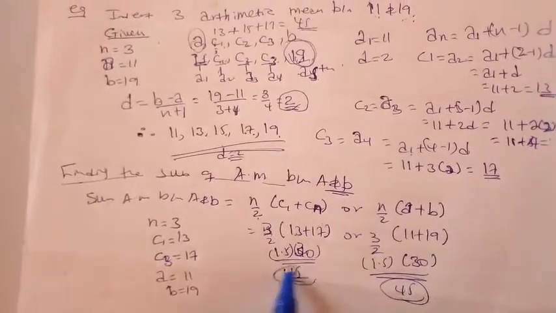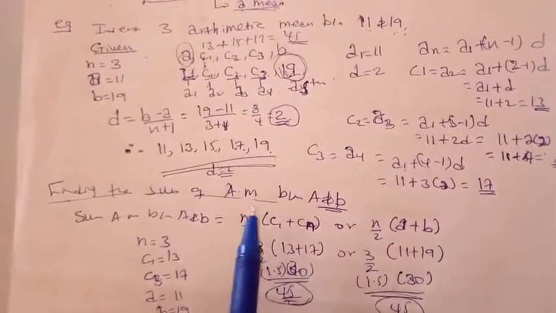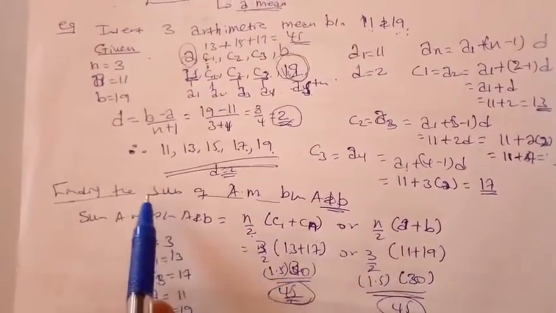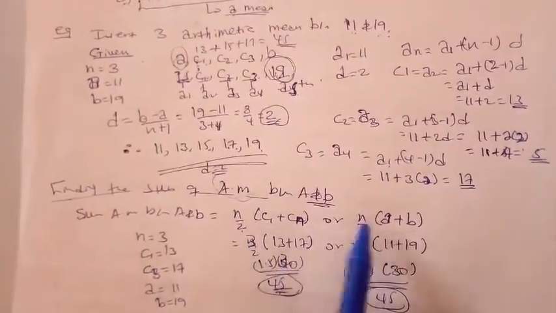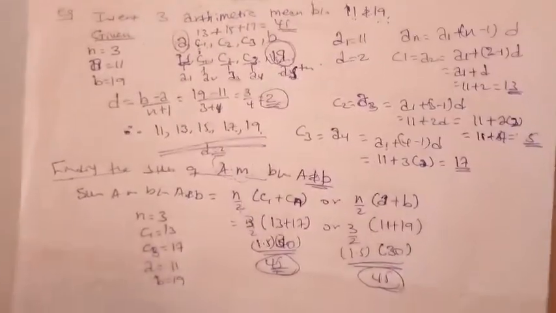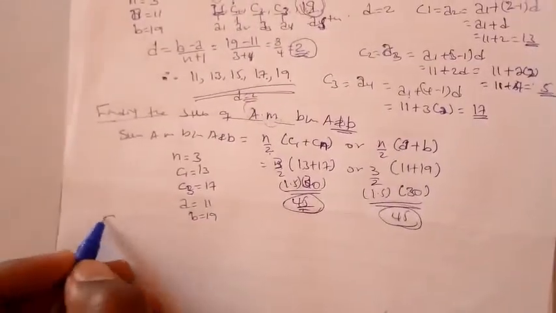So we can simply find the value, or the sum of the arithmetic means between A and B, using either of the two formulas. And the other topic is series.